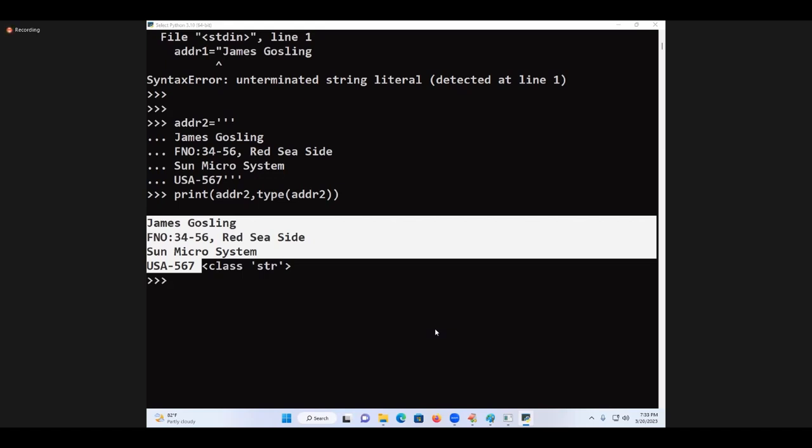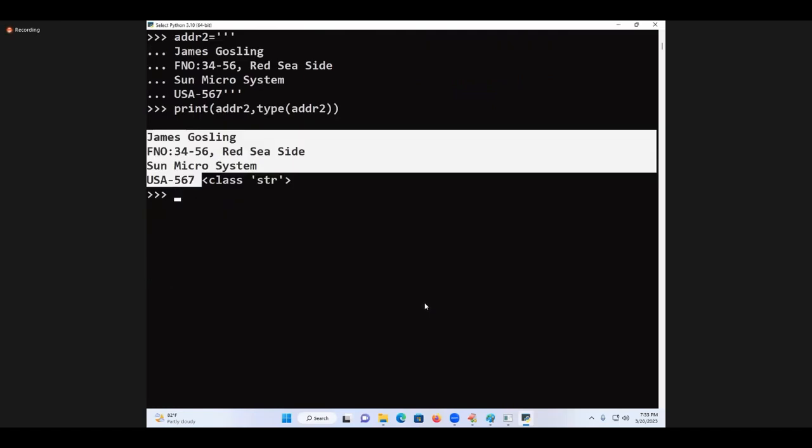Do you know the difference? Double quote and single quotes are for storing single line string data, but not for multi-line. Triple double quotes, triple single quotes are for what? Multi-line. Very nice. Did you understand?